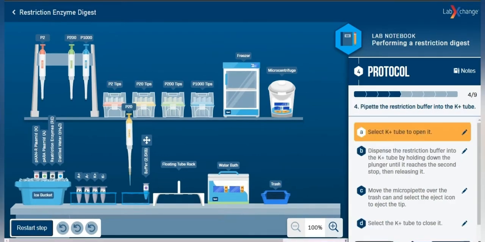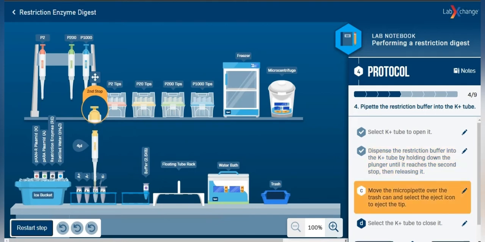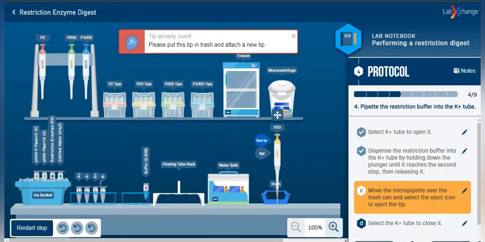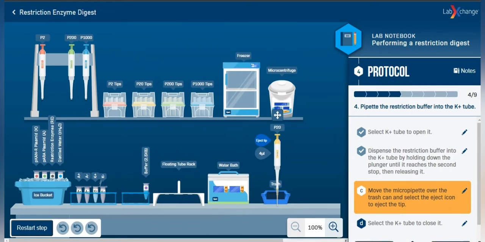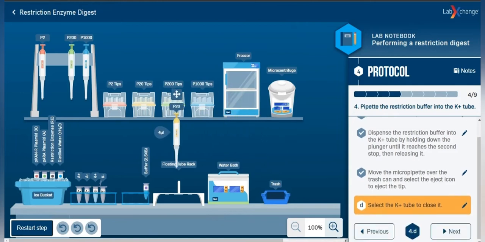The next step is pipette the restriction buffer into the K plus tube. So select K plus tube, you open it. And then dispense the restriction buffer into the K plus tube by holding down the plunger until it reaches the second stop, then releasing it. Next, eject the tip and throw it into the waste container. Next, close the K plus.